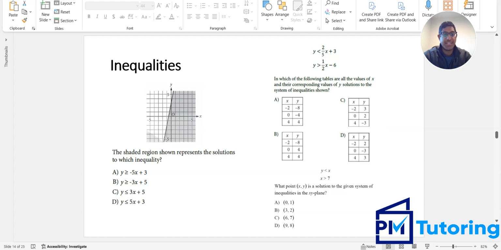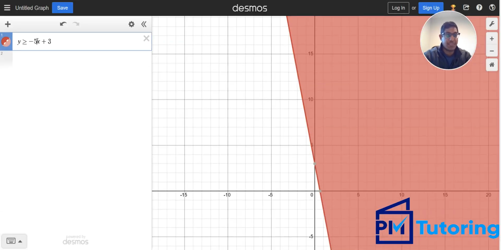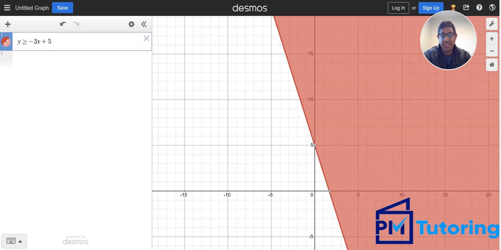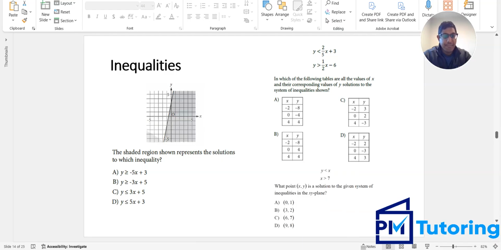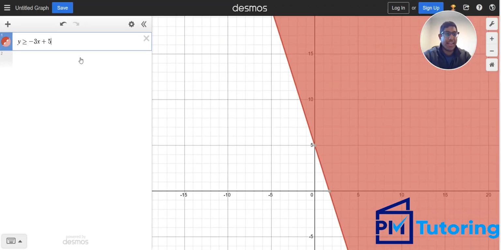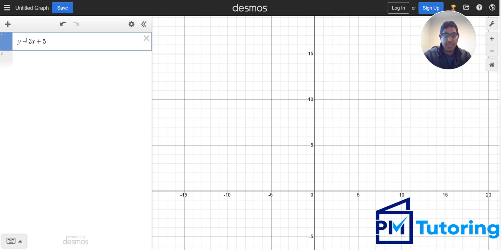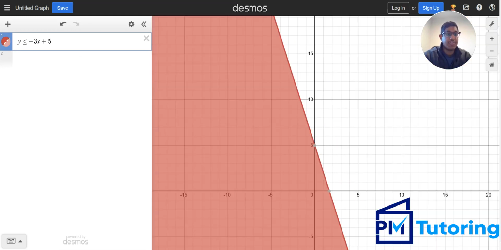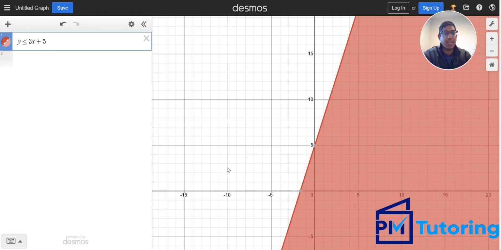So then the next one is negative 3x plus 5. We just quickly change this to 3x plus 5. That's still not it. And then we have y is less than or equal to 3x plus 5. So we can just change this real quick, less than or equal to 3x plus 5.